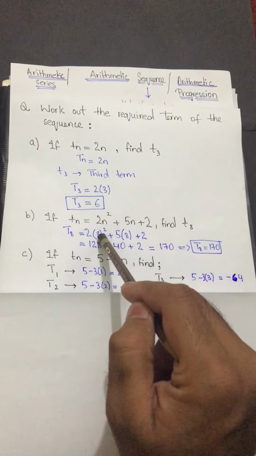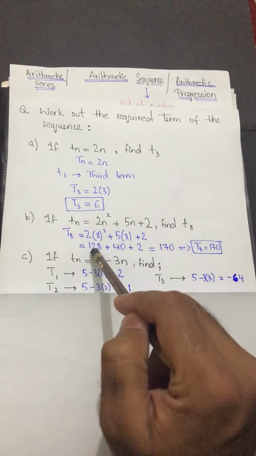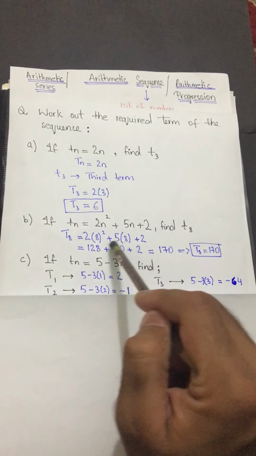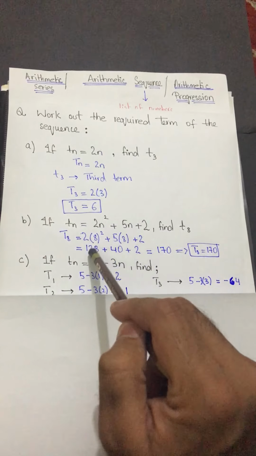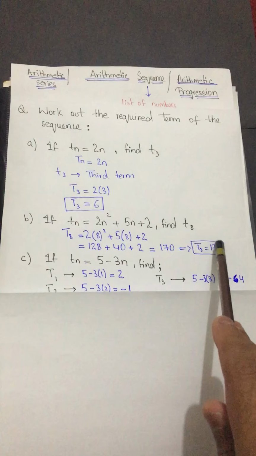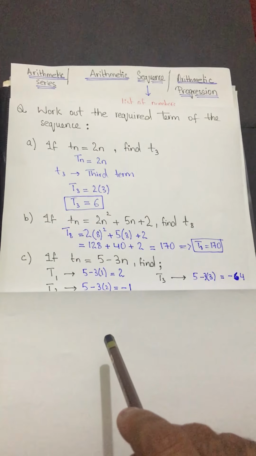8 square means 8 multiplied by 8 is 64, and 64 multiplied by 2 is 128, and then 5 times 8 is 40, and plus 2. When I add these three numbers, 128 plus 2, this will become 130, and 130 plus 40 is equal to 170. So the 8th term of this sequence is 170.